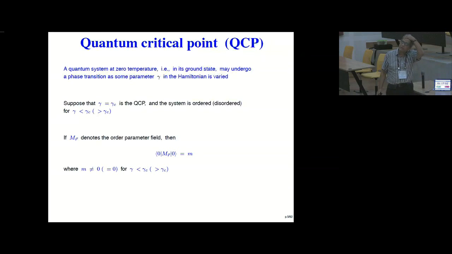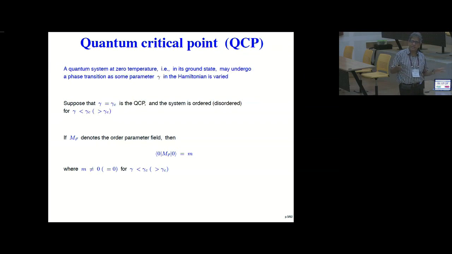Okay, so what's a quantum critical point? A quantum system at zero temperature, namely in its ground state, may undergo a phase transition as some parameter gamma in the Hamiltonian is varied. So this is all happening at zero temperature. It's completely different from the finite temperature phase transition of a classical system, though you can sometimes map one to the other.